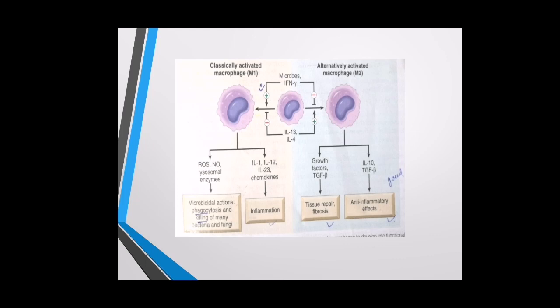The lifespan of lymphocytes is 2 weeks to 2 years, whereas the lifespan of macrophages is 1 to 3 days.